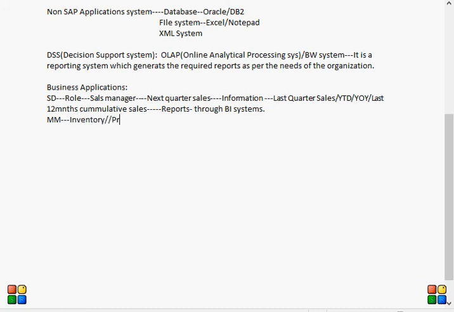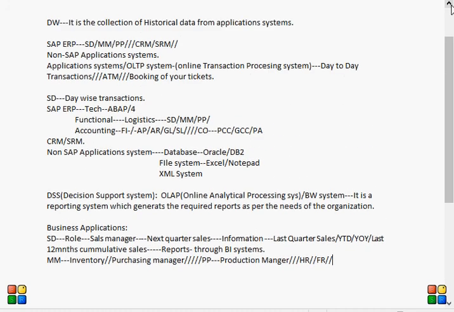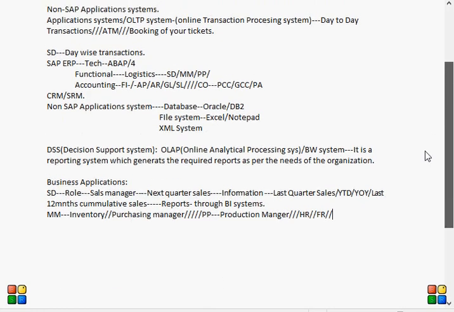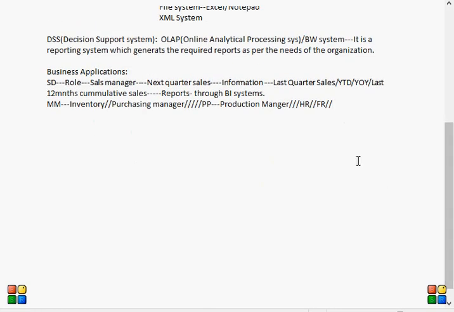So the responsible person would be a purchasing manager. If it is production planning, it would be the production manager. Likewise, you have HR and finance applications and many others which we discussed earlier. So now you should be able to understand what OLAP and OLTP systems are, how the data is available and from which applications, what our functionality is, and what we do in this.